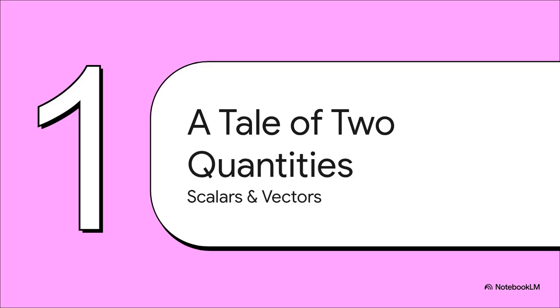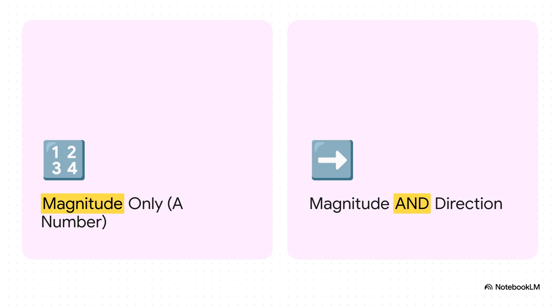To crack Eric's puzzle, we first have to get a handle on a core concept in physics, the idea that we have two totally different ways of describing quantities. It sounds simple, but this is the key that unlocks everything about describing motion properly. And here they are, scalars and vectors. And honestly, the difference is pretty straightforward. A scalar is just a number. It tells you how much of something there is. But a vector is way more powerful. It tells you how much and which way. Seriously, just think of it as a number with an arrow attached to it, pointing the way.